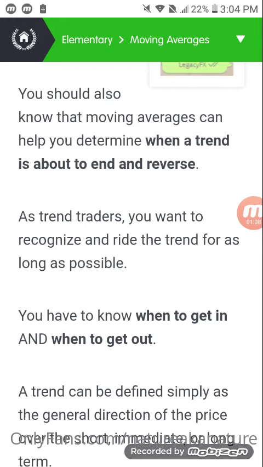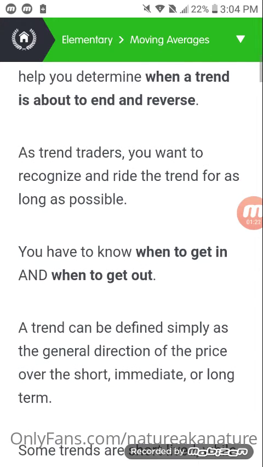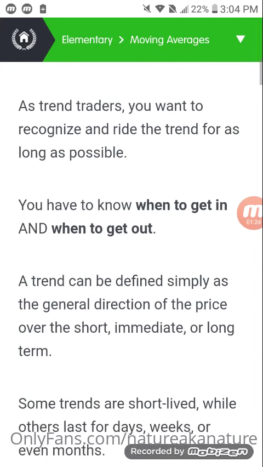So we're a trend trader. If it's an uptrend, we're only looking for buys. If it's a downtrend, we're only looking for sells. So that's what a trend trader is. As a trend trader, you want to recognize and ride the trend for as long as possible. You have to know when to get in and when to get out.